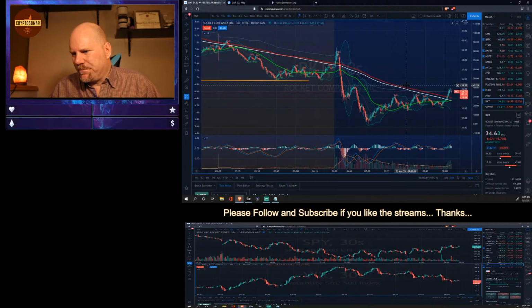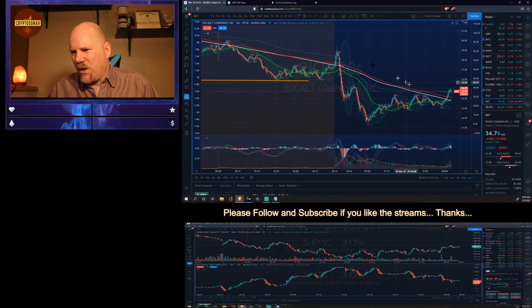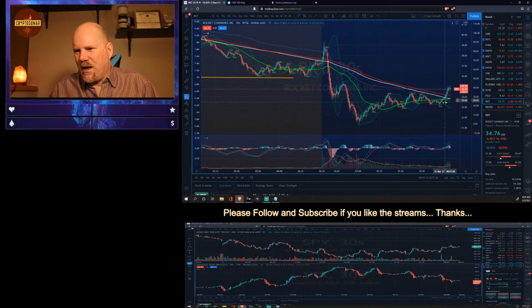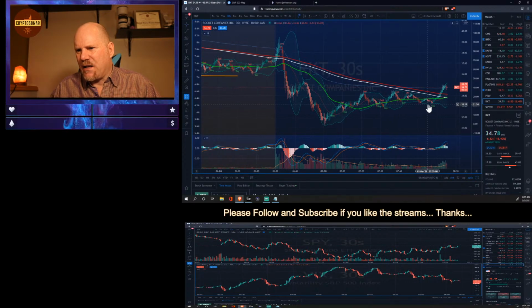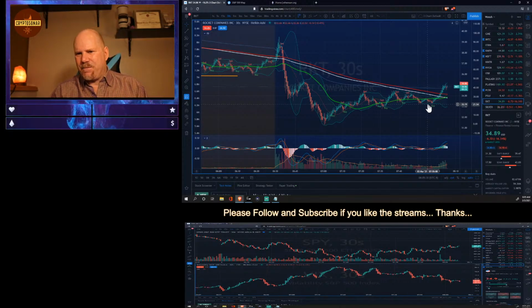So it was up 28%. It's had a 28% swing. So basically 34.73. Again, be careful with this one. It does look like it's got a good support level in this $33 range, call it $33.19.